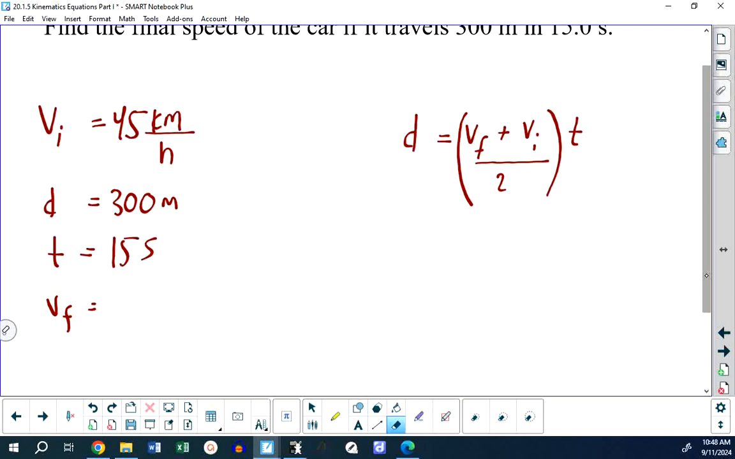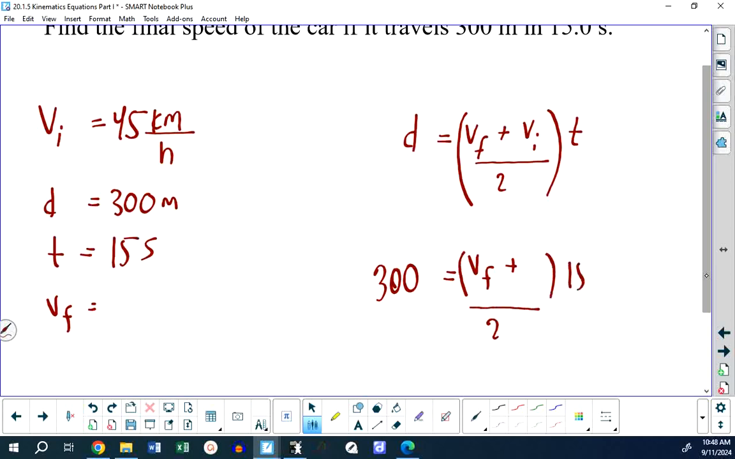Let's do this 2 ways. Let's do it by putting the numbers in first, and then I'll talk about rearranging it, okay? This is one where I think the last couple of examples, I didn't put the numbers in first because the rearrangement was so basic. The rearrangement here is not basic. So I'm going to put the numbers in. This is 300 is equal to VF, which we don't know, plus VI, which I'll put in a second, over 2 times 15. Now, why did I not write in VI? There's a reason.